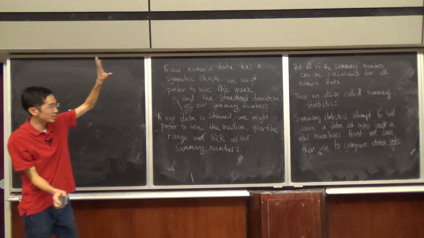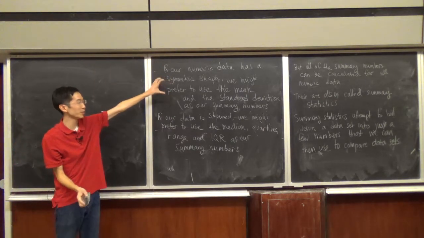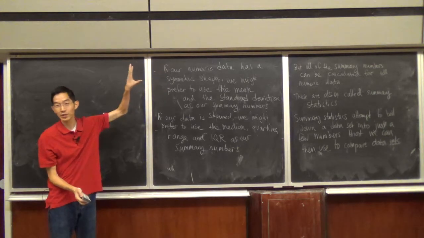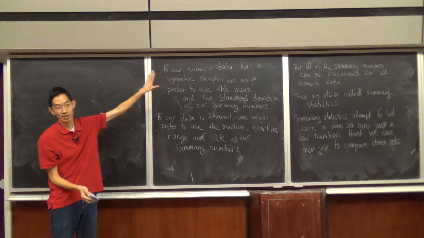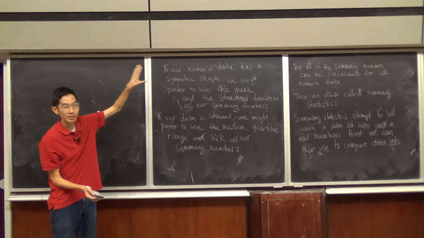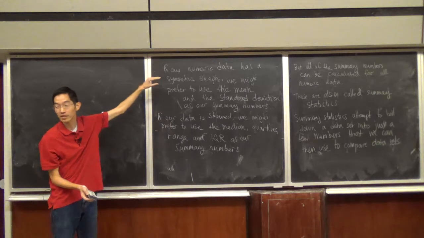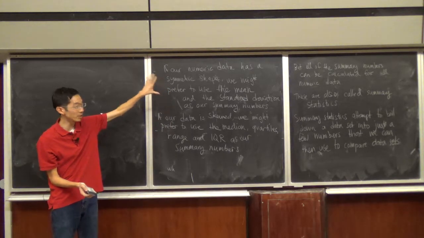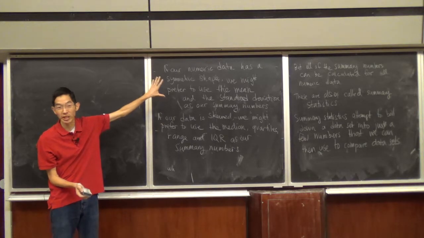Maybe another way to put this is that if you have symmetric data, it is probably enough to say the data is symmetric, the mean is this, the standard deviation is this, and that will give people a clear picture of what your data looks like.